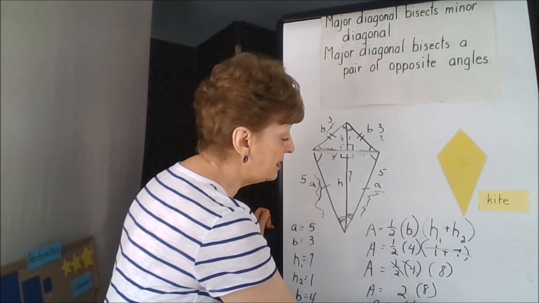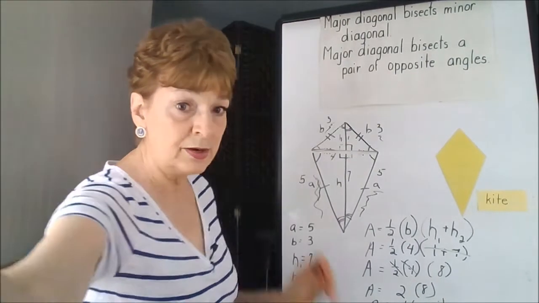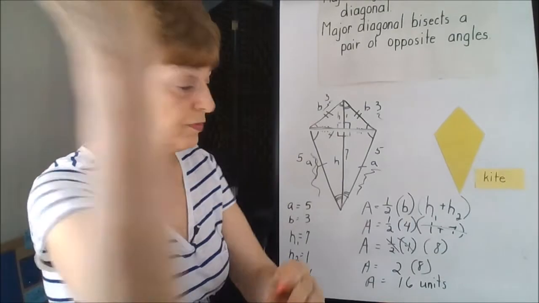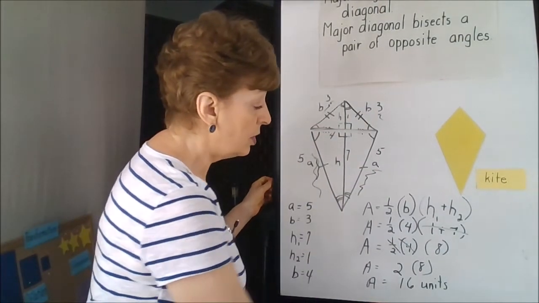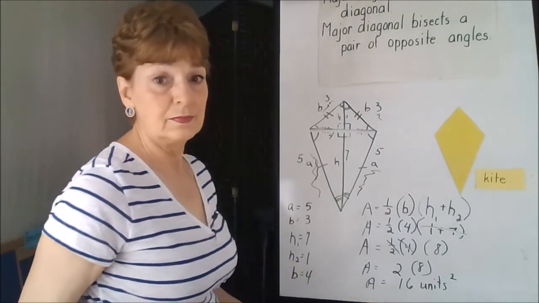Again, I didn't specify what the units were, whether they were centimeters or millimeters, or inches or feet or miles. So it's going to be units squared. The kite.